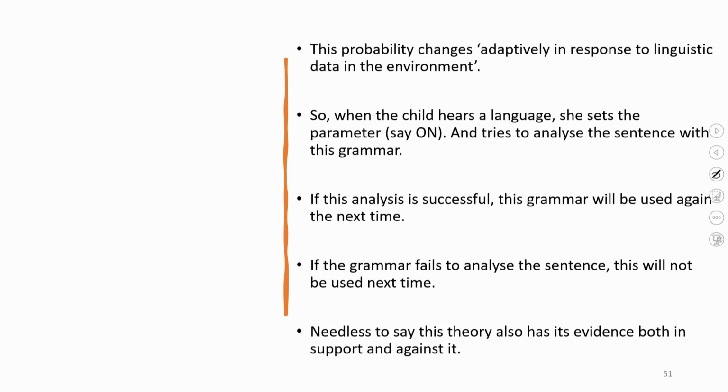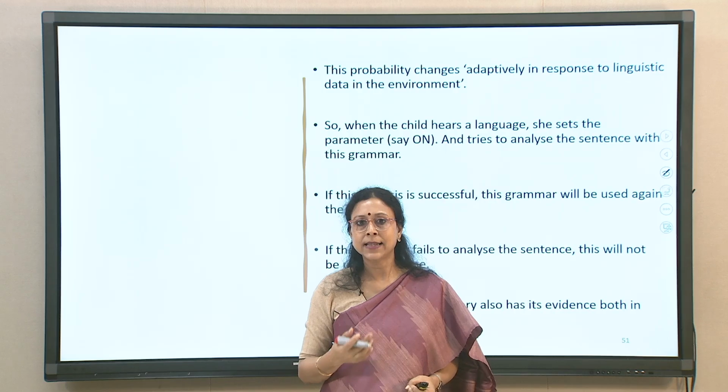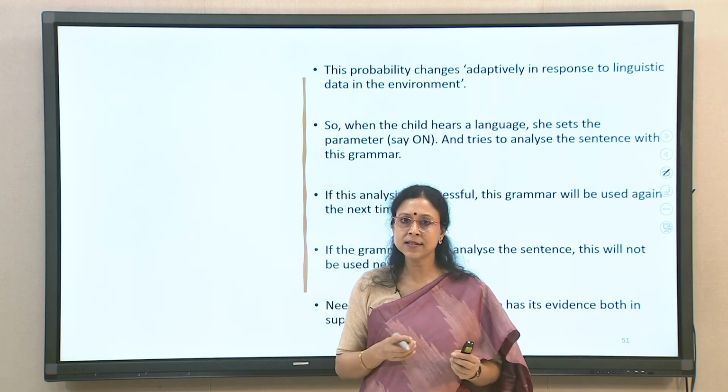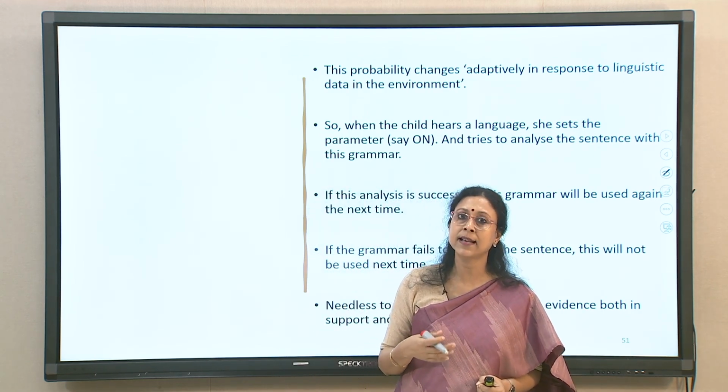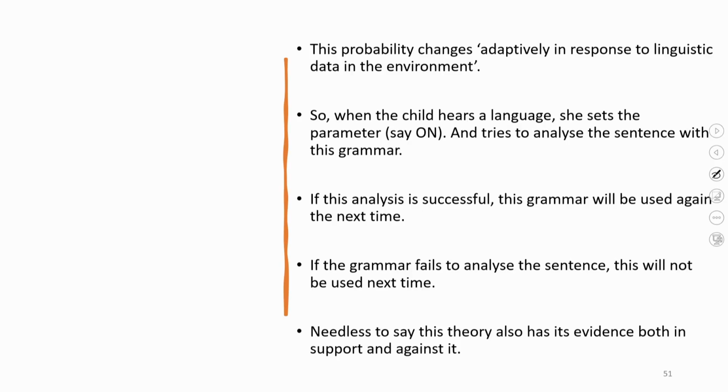So, when the child hears a language, she sets the parameter, let us say, on. She already has the parameters in the universal grammar, the innate grammar, and then she sets it to the on position and tries to analyze the sentence with the resultant grammar that will emerge out of the on setting. If this analysis is successful, if it matches, then this grammar will be used again next time. If the grammar fails to analyze the sentence, it will not be used the next time. This is how the variational proposition is given.